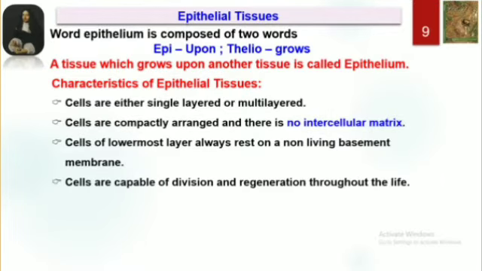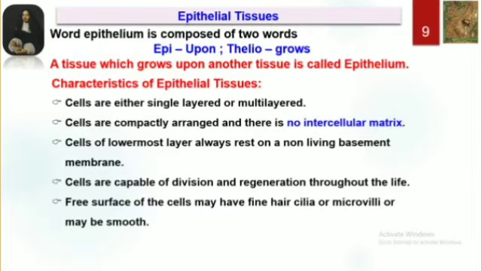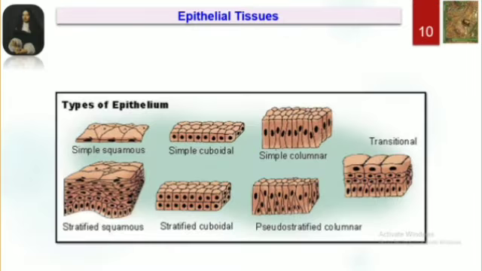Cells are capable of division and regeneration throughout their life. Free surfaces of the cells may have fine hair-like cilia or microvilli, or may be smooth. And epithelial tissue is non-vascularized. Your skin is one example.